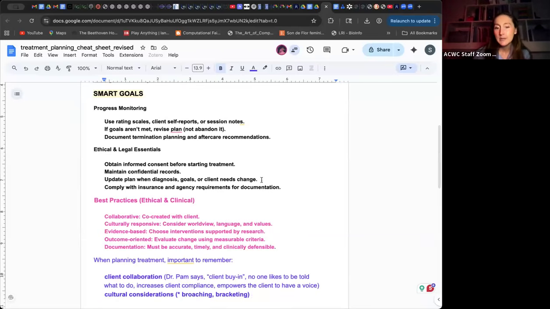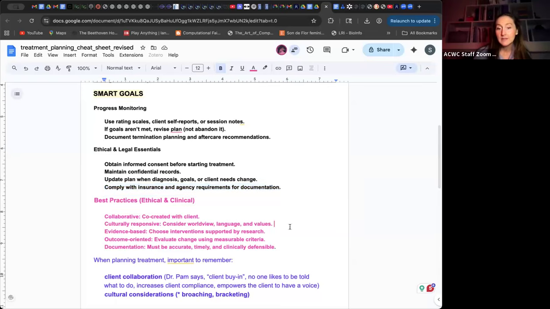Another one though, I feel like this one is not always as well known. If you change the diagnosis or the goals, or if the client needs to change, you update the plan. You would not leave the plan the same. And this one's pretty obvious in today's world too, right? Major trouble if you don't do this one. You always have to be in compliance with the insurance companies and the agency requirements, right?